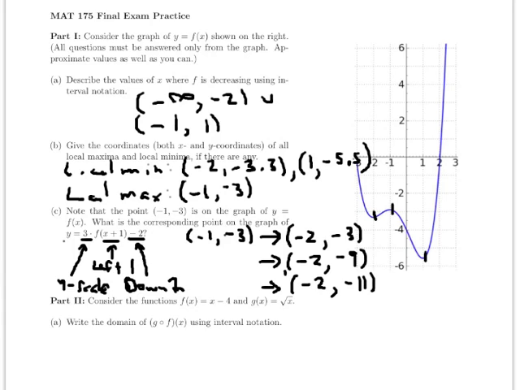So the final result of all those 3 transformations is that the point that was originally at -1, -3, which is here, is going to end up with coordinates -2, -11.